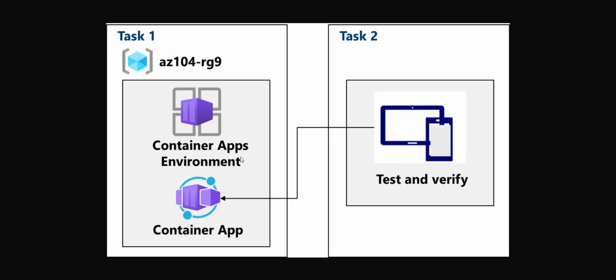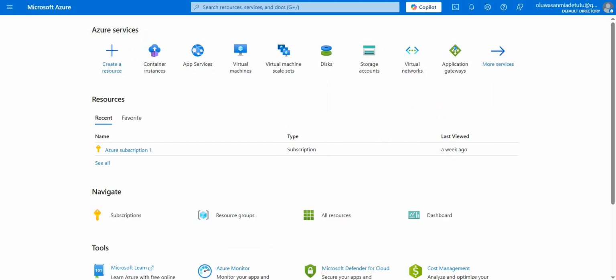So what Azure will do is to take care of the infrastructure behind the scenes. So you don't need to manage any servers or Kubernetes clusters. Next, we move to task 2. In task 2, we are going to test and verify the deployment. So once the app is live, we can then access it using the public URL provided by Azure. So let's go ahead to set this up.